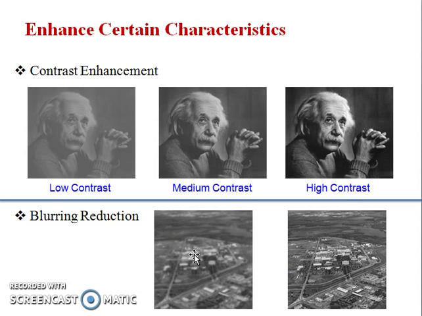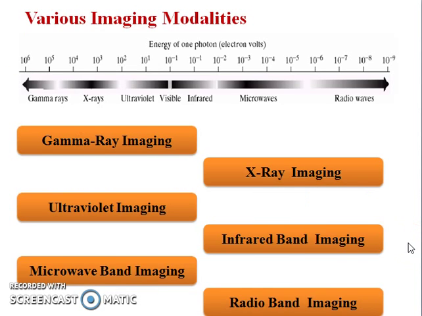So in the blurring image, it is difficult to identify certain things from the image. At least we can see the object is present, but what kind of object, what are the attributes of the object, we cannot understand. So we can improve the appearance of the image by reducing the blurring from the image.